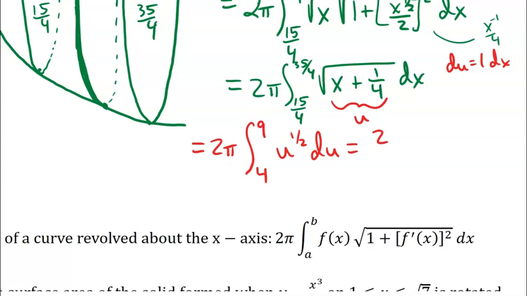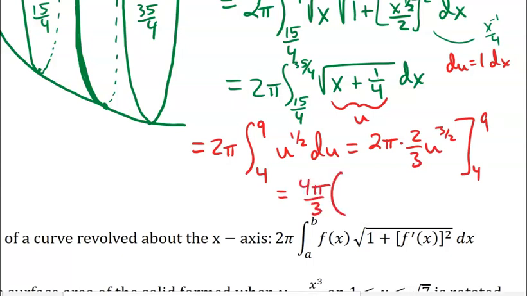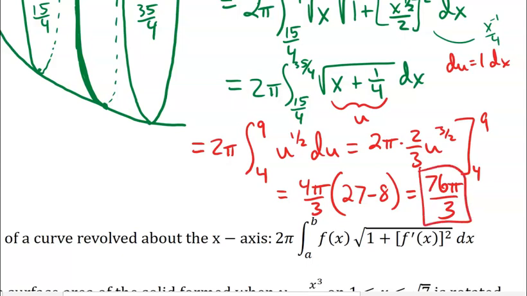Okay, so then integrating, I have 2 pi times 2/3 u to the 3/2 from 4 to 9, which is 4 pi over 3 times 9 to the 3/2 is going to be 3 cubed, so 27, minus 4 to the 3/2 is 2 cubed, so 8. And then I have 27 minus 8 is 19. 19 times 4 pi over 3 is 76 pi over 3. And there's my surface area.